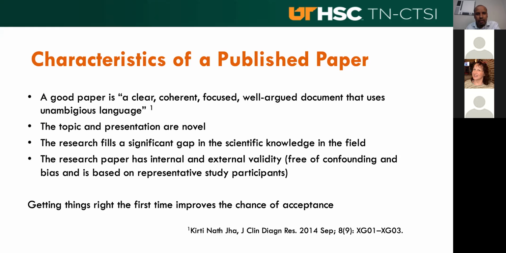So the following are characteristics of a publishable paper. One, a good paper is a clear, coherent, focused, and well-argued document that uses unambiguous language. This is taken from an article published by Krit Nath, a professor. This researcher described a good scientific paper as a clear, coherent, focused, and well-argued document that uses unambiguous language. So a publishable manuscript has to be clear.